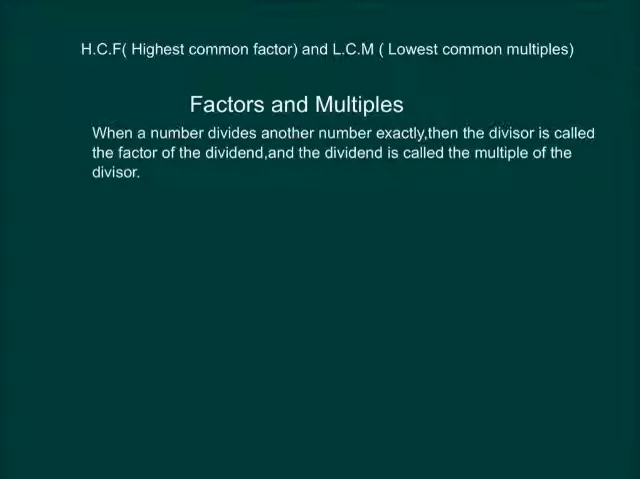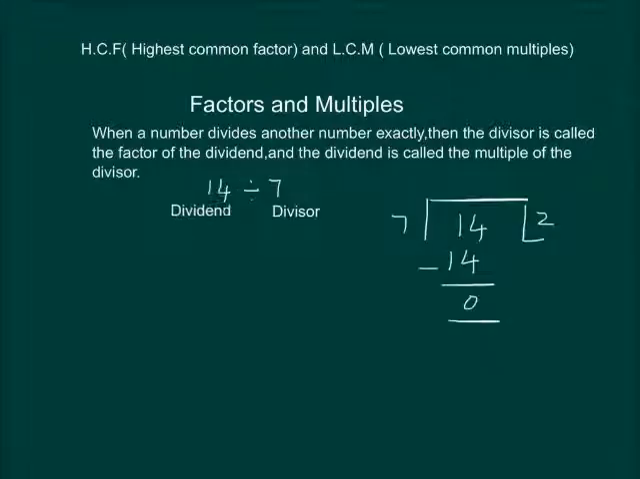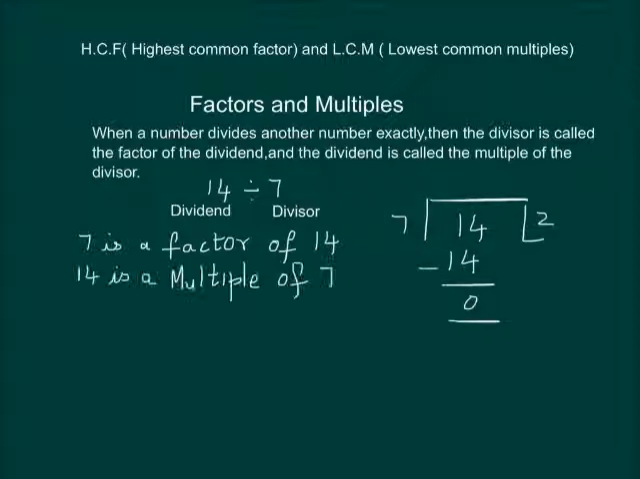For instance, if we divide 14 by 7, we see that it is completely divisible by 7 as it is leaving the remainder 0. Then we can say 7 is a factor of 14 and 14 is a multiple of 7.